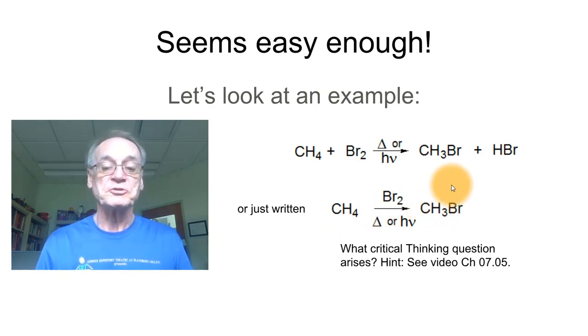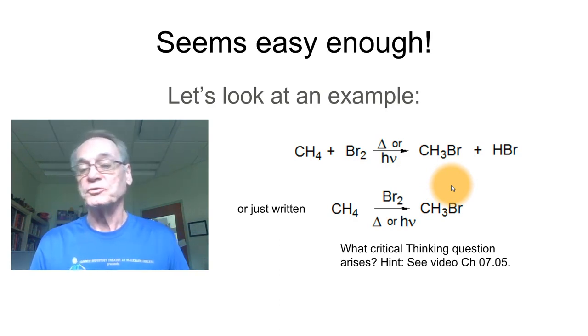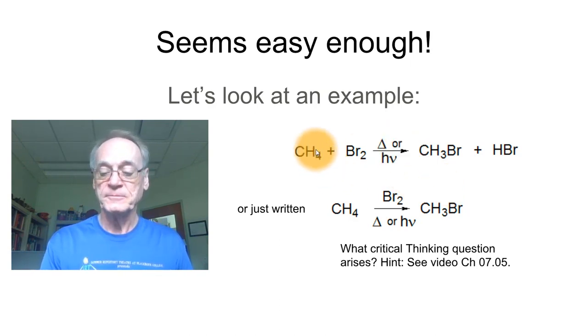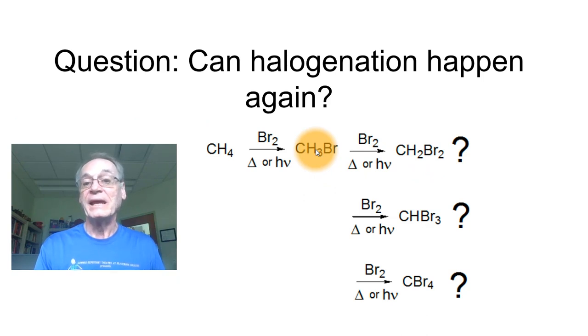Now, there's a critical thinking question. You might want to review video CH07.05, which was called Once or Twice. That gives you a hint. So what question would arise from just this reaction with methane itself? Here's the question. Can halogenation happen again? So if you replace one of the hydrogens with a bromine to get CH3Br, can you then react it with another equivalent of bromine, replace another hydrogen with another Br, and get CH2Br2? And furthermore, can you do it yet again and replace the 3rd hydrogen with bromine to get CHBr3? And then finally, could you replace the last remaining hydrogen with a bromine to get CBr4?